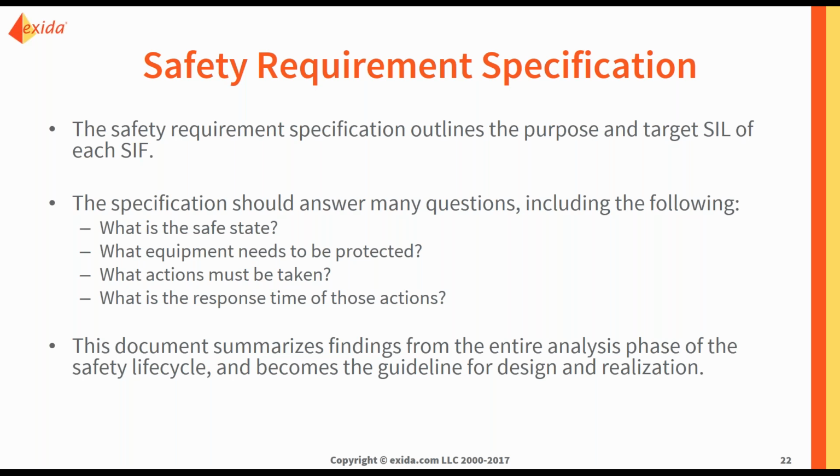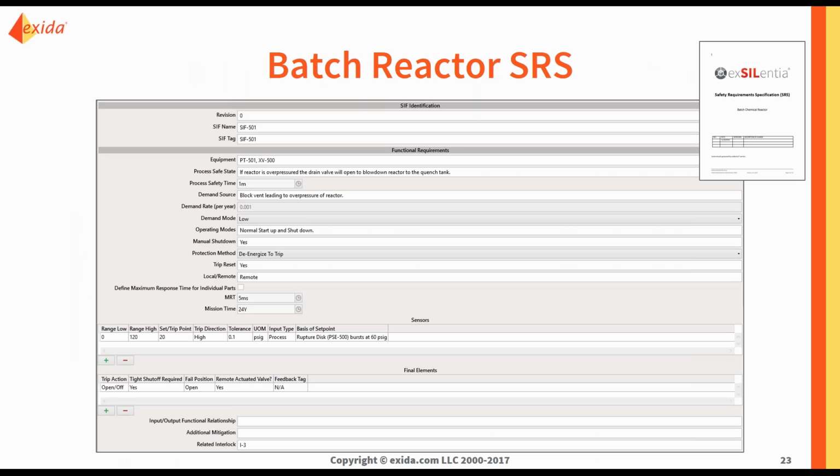This document should summarize the findings from the entire analysis phase of the safety life cycle and become the guideline for design and realization. So in this case, we just have one safety instrument and function that we are reviewing, but often you have a number of them. The Excellencia tool has an SRS module that allows you to populate all this information. Much of it will come from your PHA and LOPA. Some of it might need to be user defined. However, once it is input, you can export it into a report, which I'm showing here.